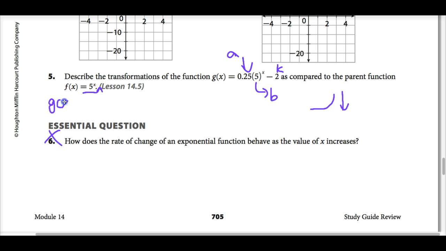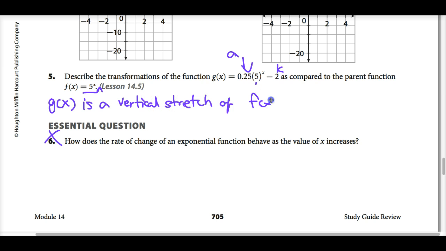G of x is a vertical stretch of f of x by what? This is 1 and this is 0.25. So you have to multiply 1 by 0.25 to get that, right? By 0.25, okay?